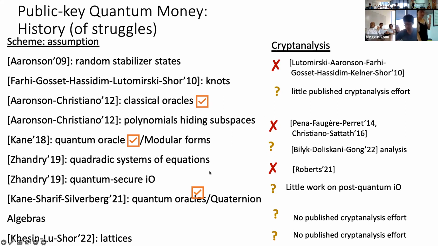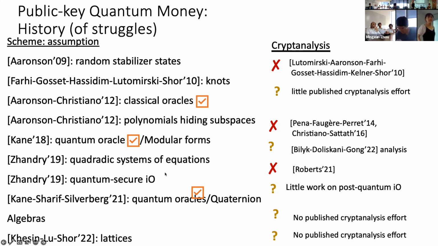And for the ones I put a question mark on, I didn't investigate every single one of them in detail, but some of them actually don't really have reductions, so they don't really have security proofs, even from crazy assumptions. And some of them, we just don't understand much. For quantum IO, quantum secure IO, I should put a check on this one as well.